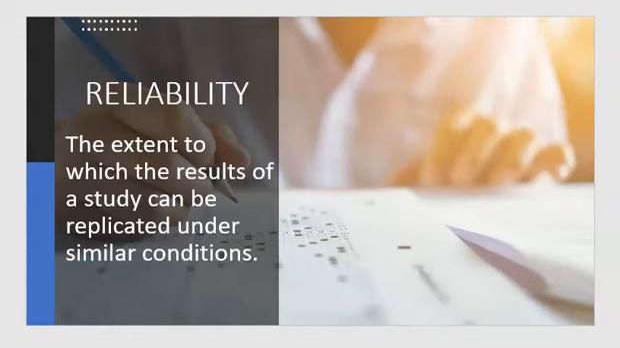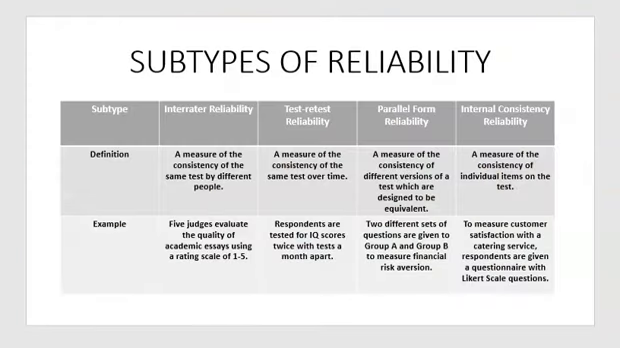Reliability as well as validity, which will be discussed shortly, are two concepts used to evaluate the quality of research. Reliability, in particular, is the extent to which the results of a study can be replicated under similar conditions. There are four primary types of reliability in research.